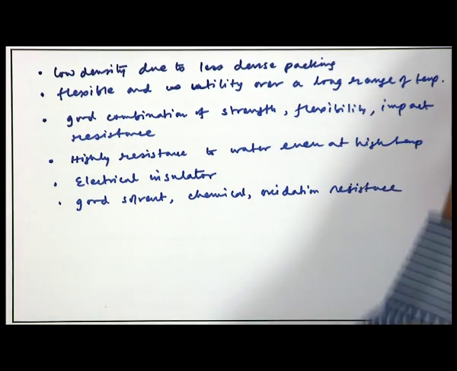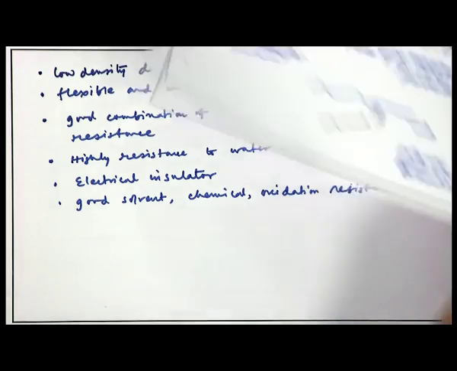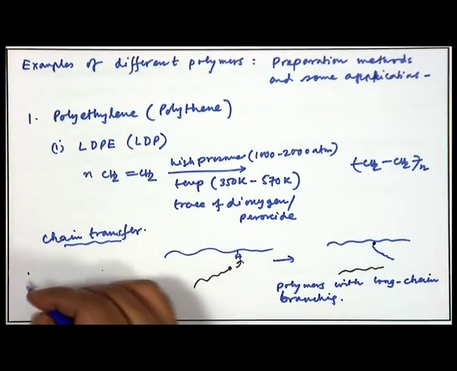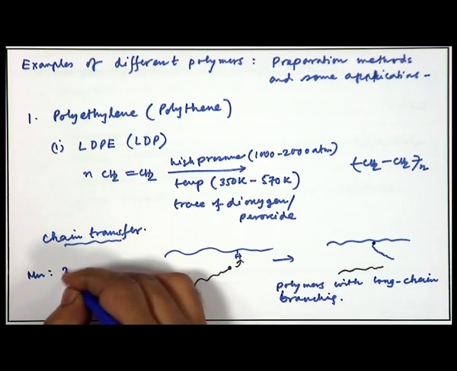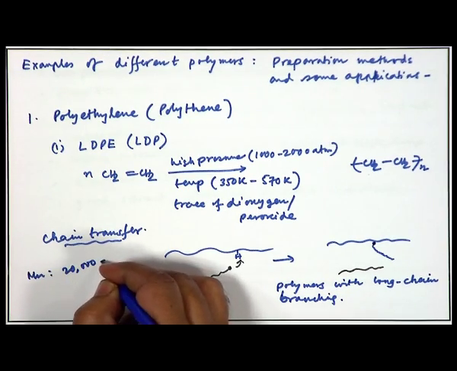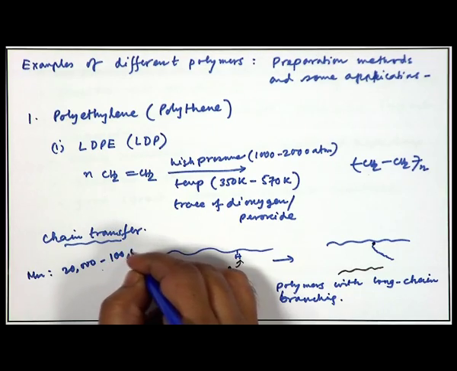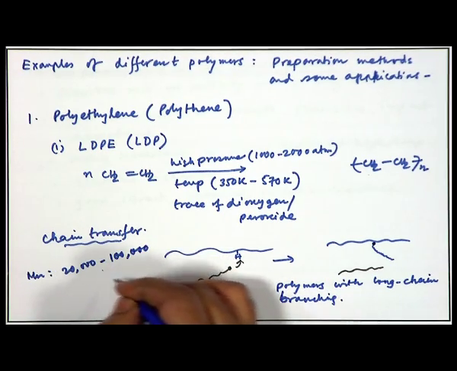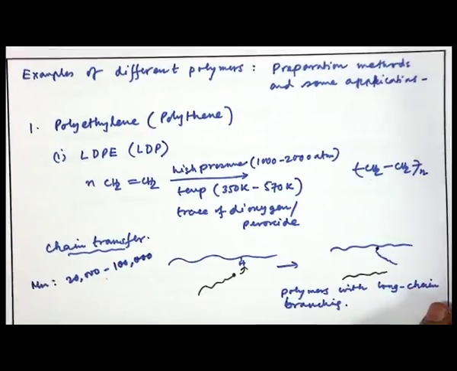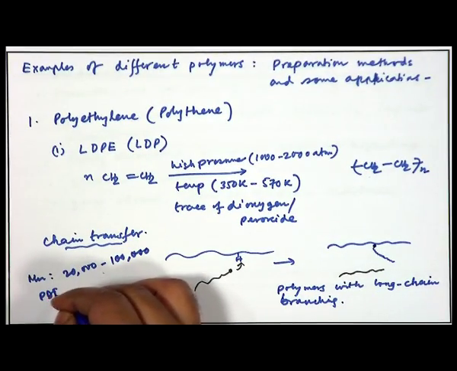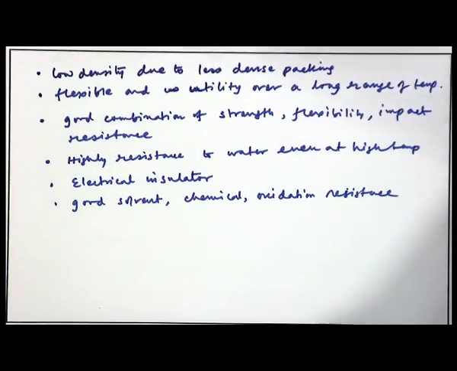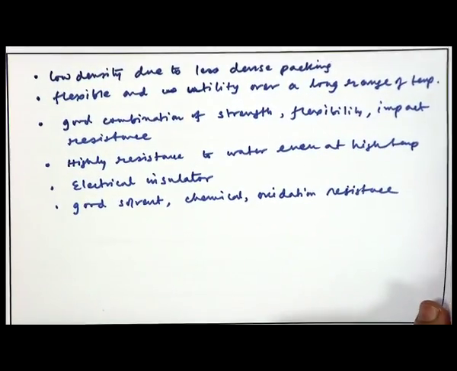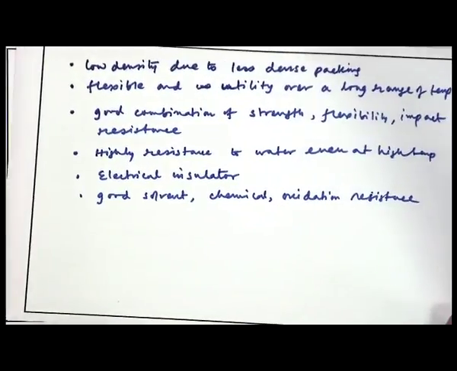their typical molecular weight is, as I said, not very high. Typical Mn would be around 20,000 to 100,000, and a PDI value would be 3 to 20. So, we talked about low density polyethylene.